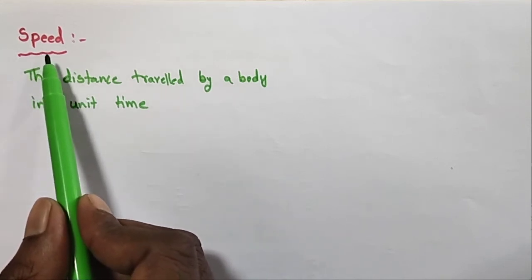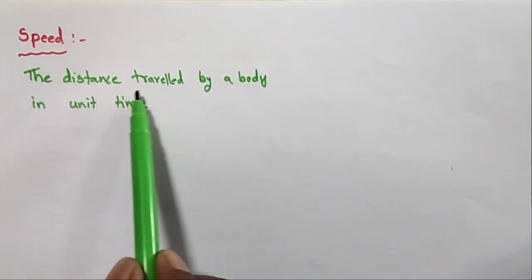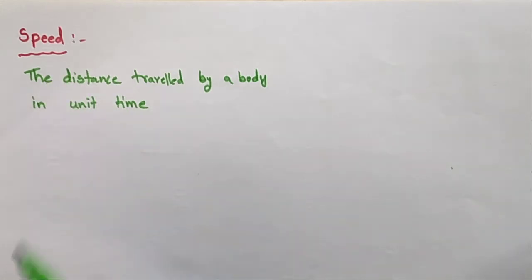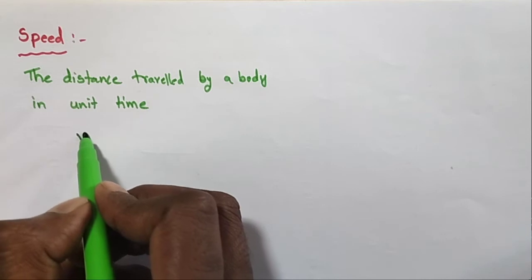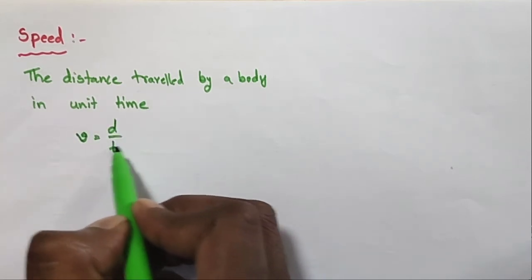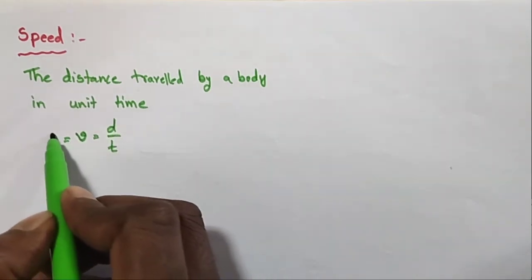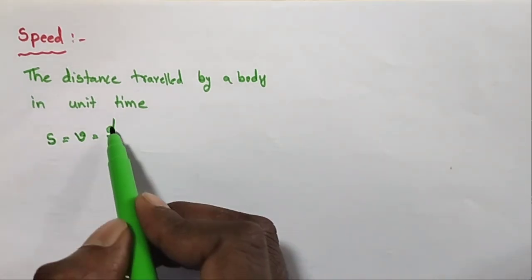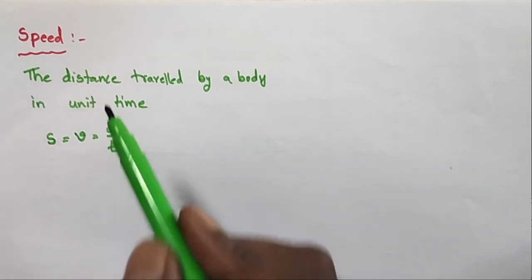The first topic is speed. What is the meaning of speed? The distance traveled by a body in unit time is called speed. So here, speed v is equal to d by t, where d is the distance. So d by t means the distance traveled by a body per unit time is called speed.